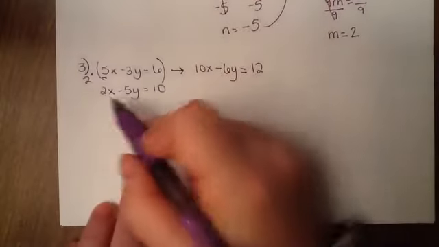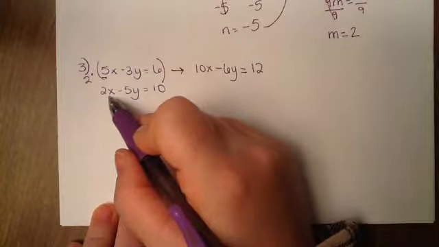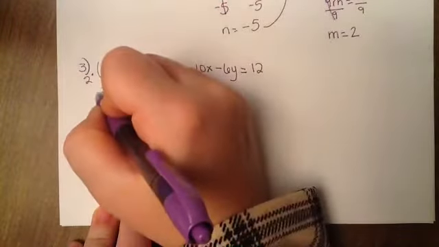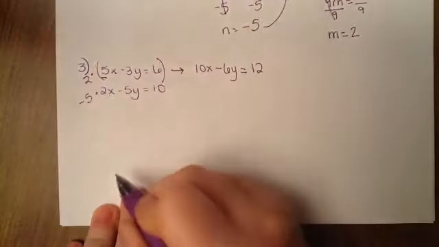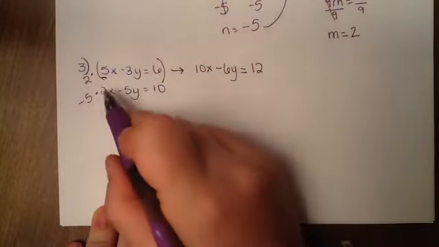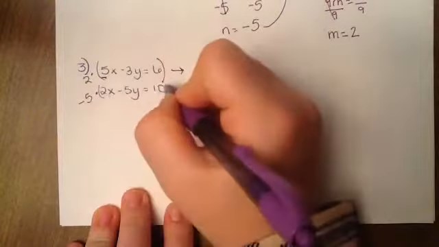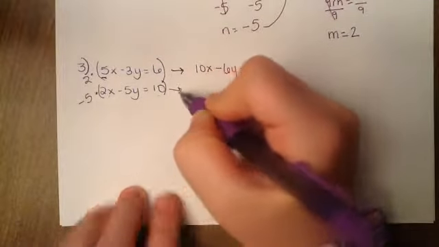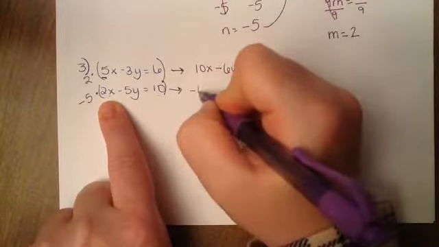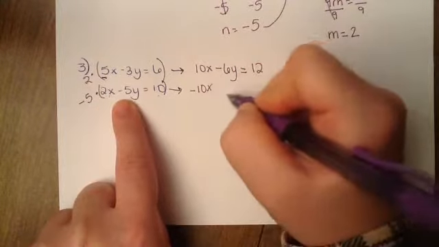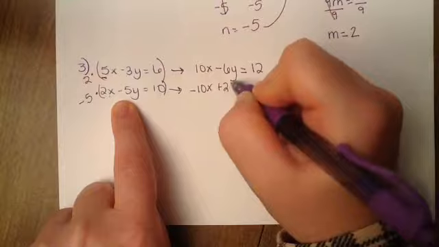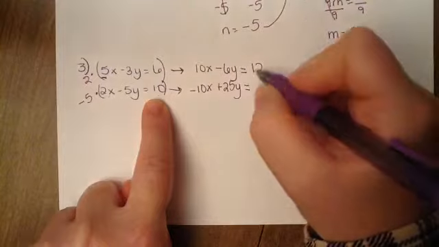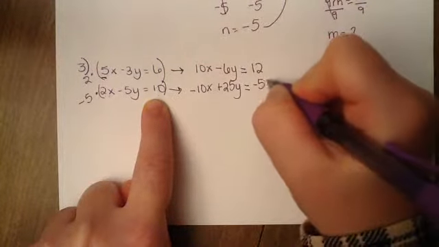Now I want to make the opposite of 10, so I need this to be a -10. How do I make the 2x become a -10? Times by -5. And if I multiply this one by -5, I must multiply all of them by -5. So let's multiply them all by -5. Here we get -10x plus 25y equals -50.